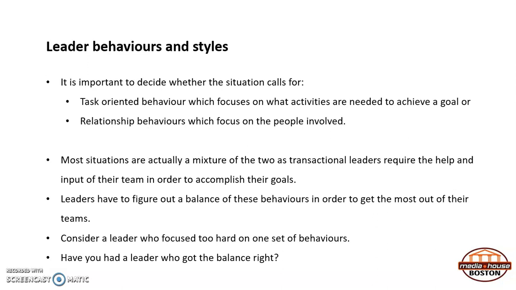So what are leader behaviors, and what do we mean when we talk about leadership styles? I brought up already both task-orientated behaviors and relationship behaviors, and it's really important as a leader to decide which behavior is right for which situation. So task-oriented behaviors focus on what activities need to be achieved at that time. What goals are we working towards, and what activities are going to help us achieve those goals? Whereas relationship behaviors are focused on the people involved. As you've probably already guessed, most situations probably are a mixture of the two.